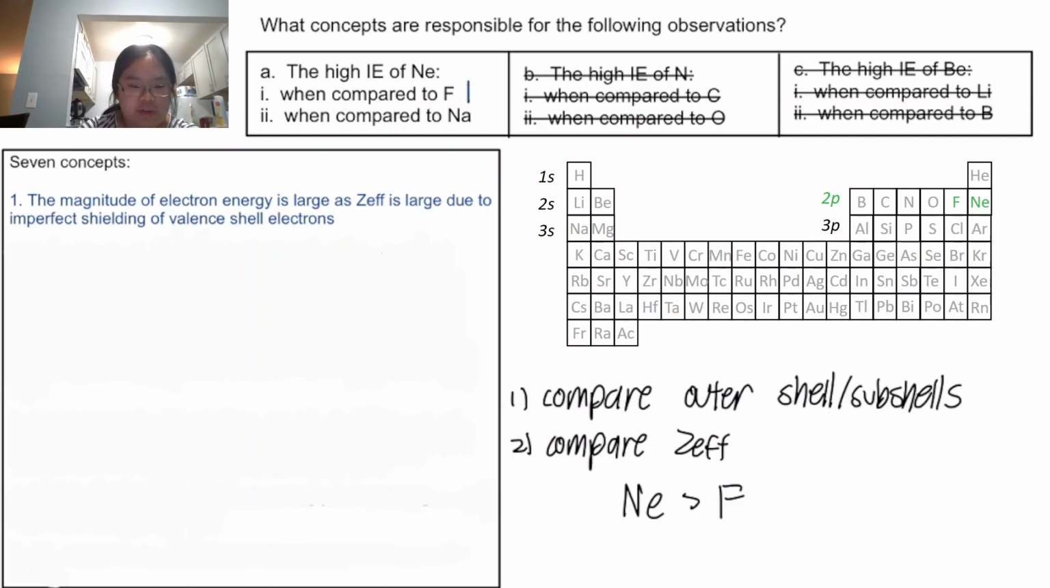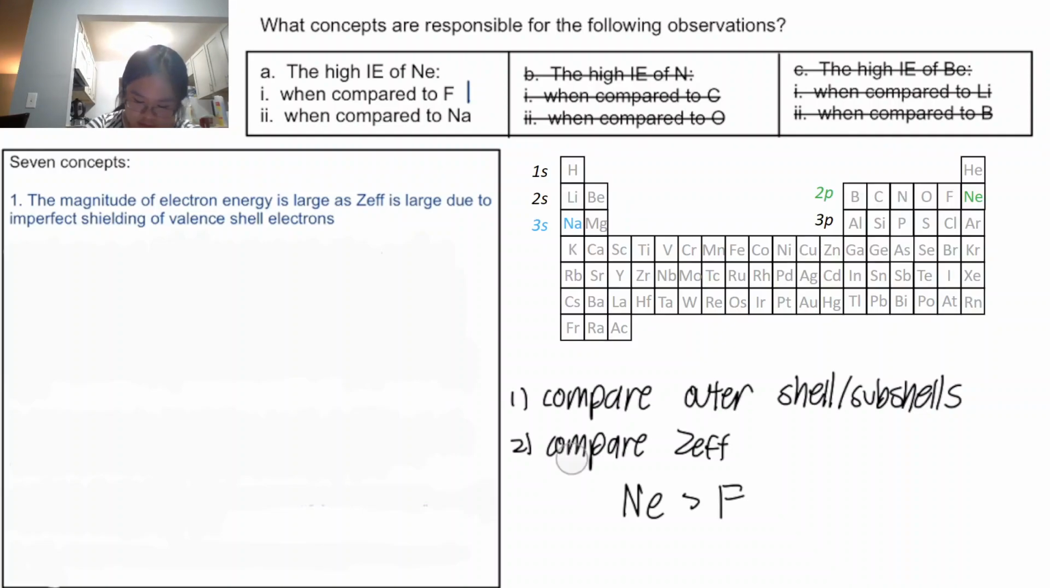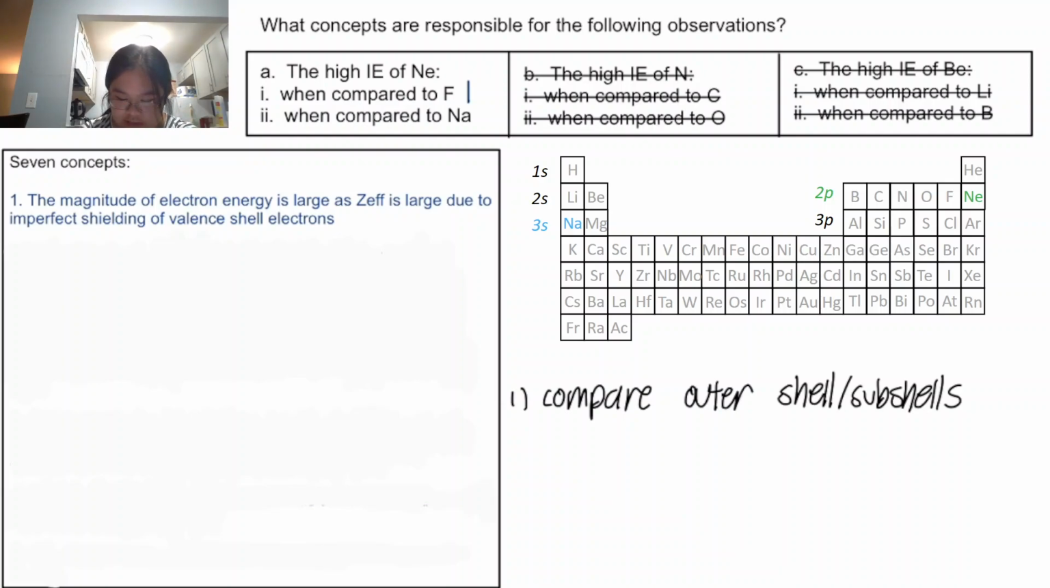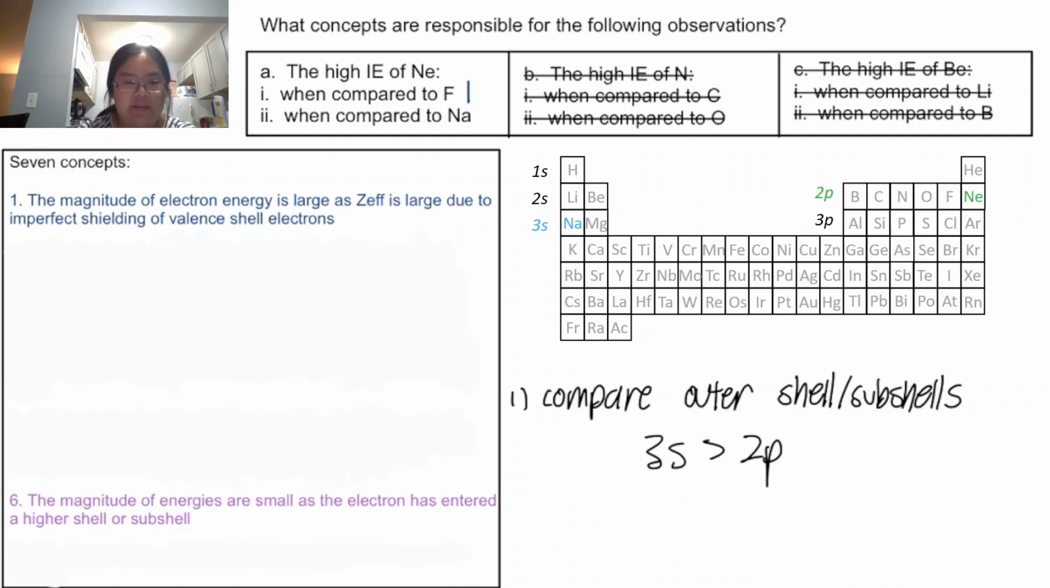Now let's do part 2, where we compare neon and sodium. Once again, the first thing we do is compare the outer shells or subshells, and we can see that neon has an outer shell of 2p, while sodium has an outer shell of 3s. And 3s is higher in energy than 2p. So now let's look at concept 6, which states that the magnitude of energies are small when the electron has entered a higher shell or subshell. And remember, a small magnitude of energy correlates with a low ionization energy. So because 3s is a higher shell, sodium has a small ionization energy.